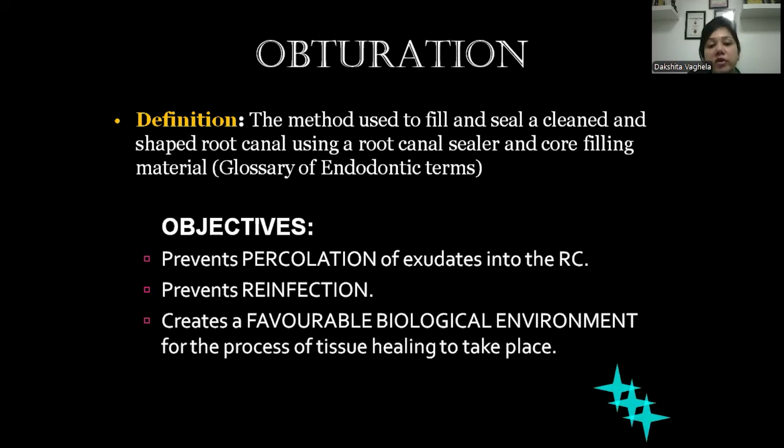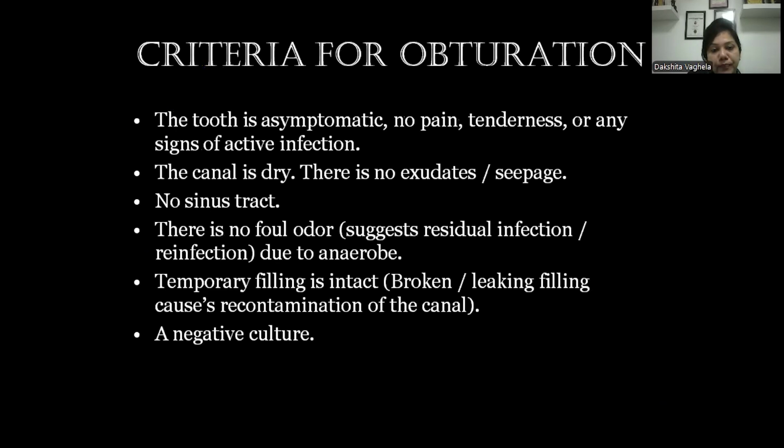Now we come to the obturation topic. Obturation is to obturate the canal. Once your root canal is cleaned and shaped properly, it is time to fill and seal it. How do you fill and seal it? That is with the help of a root canal sealer and a core filling material. The objectives of endodontic obturation are to prevent percolation of exudate into the root canal, prevent reinfection, and create a favorable biological environment for the process of tissue healing to take place.